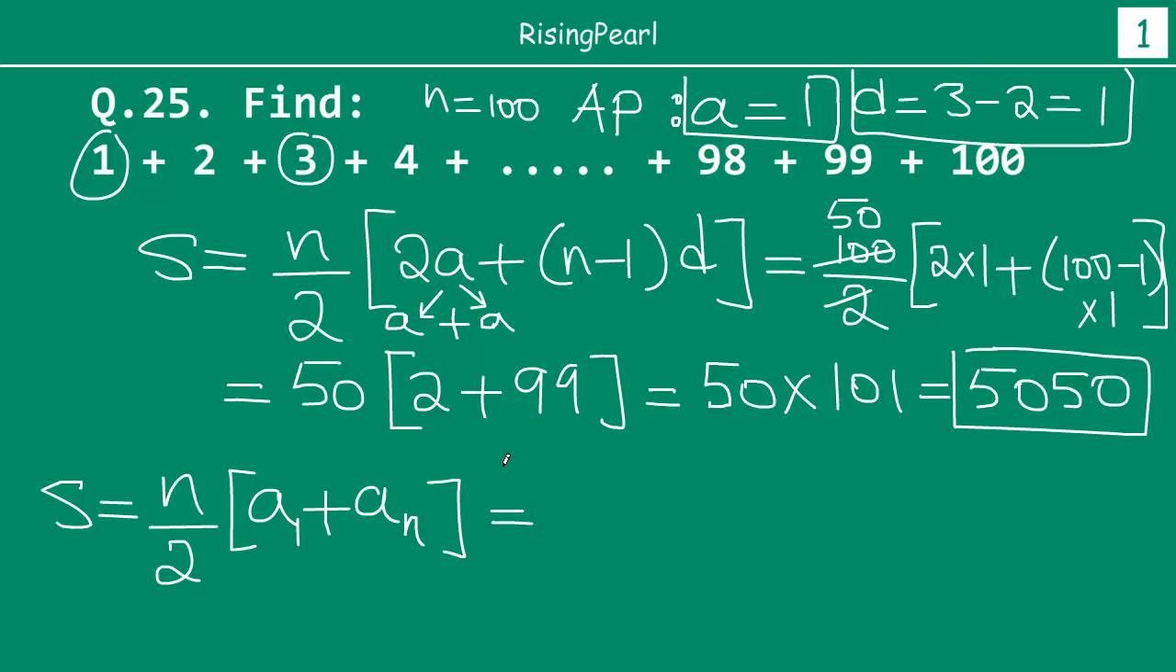So quite simply, looking at this series, you can say, well, n is 100, there are 100 terms.